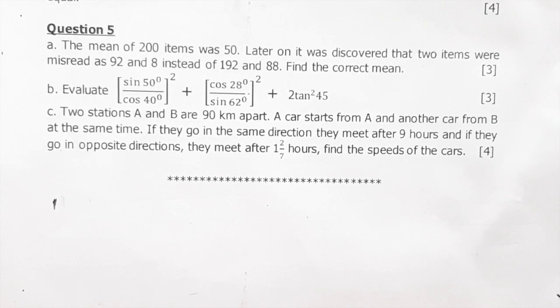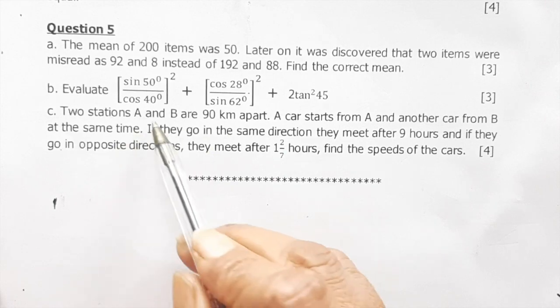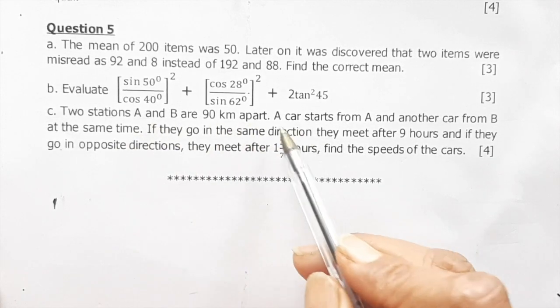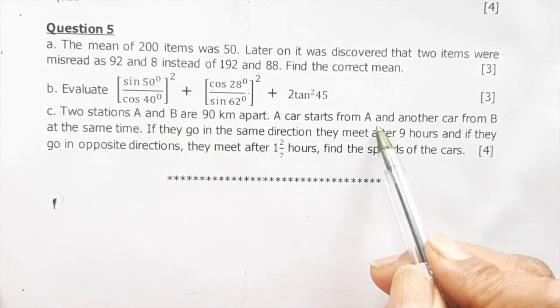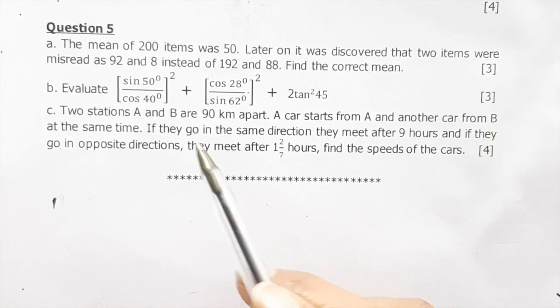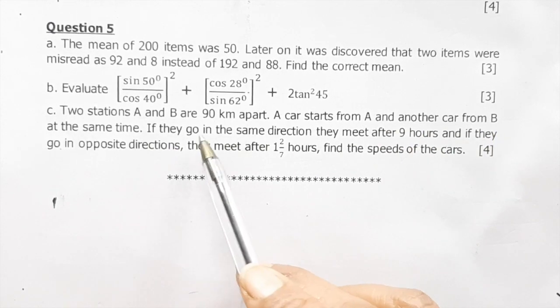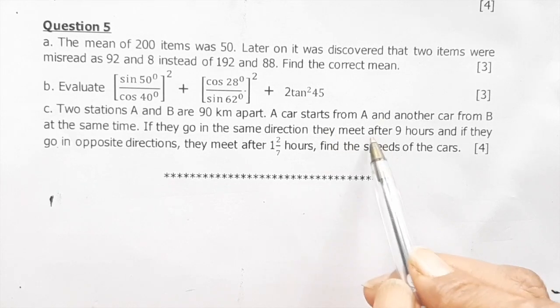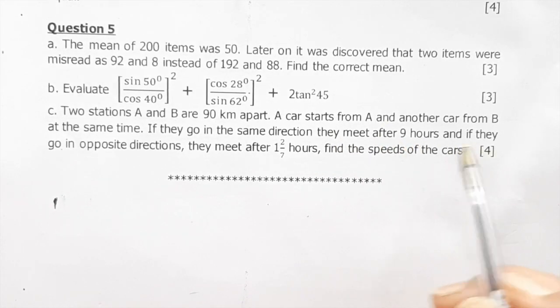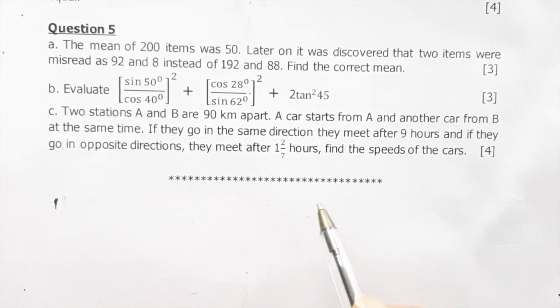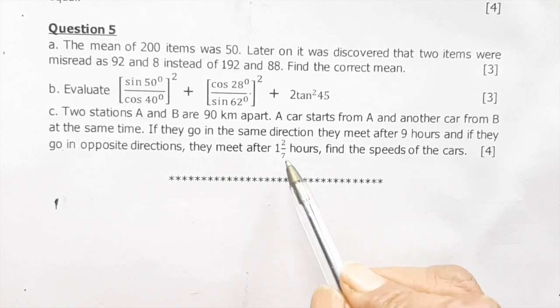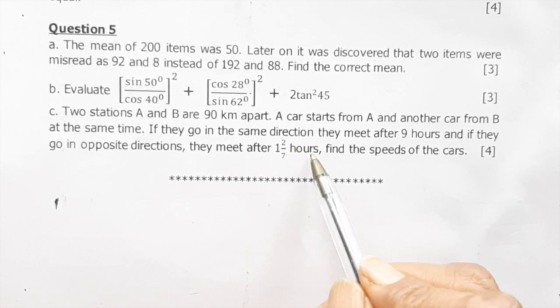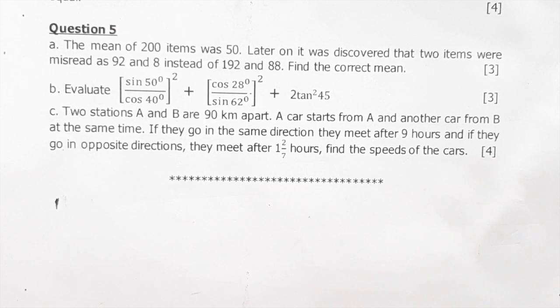Let us look at 5C. Two stations A and B are 90 kilometers apart. A car starts from A and another car from B at the same time. If they go in the same direction, they meet after 9 hours. And if they go in the opposite directions, they meet after 1 and 2/7 hour. Find the speed of the cars.